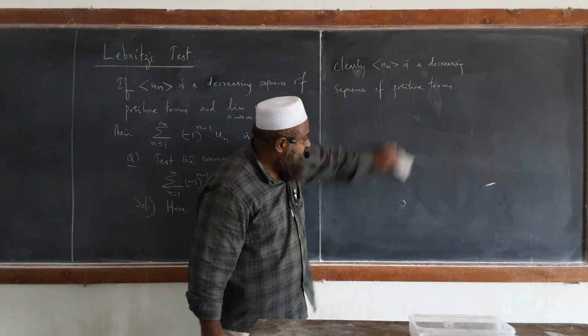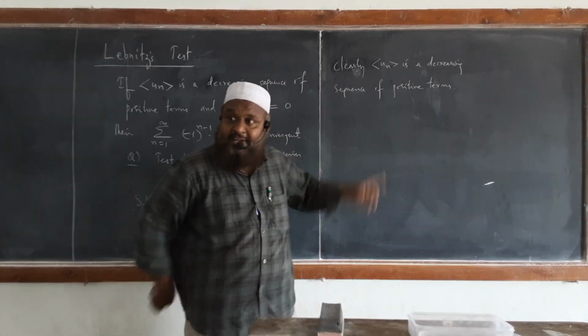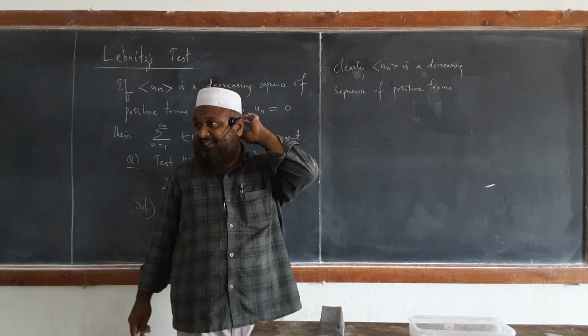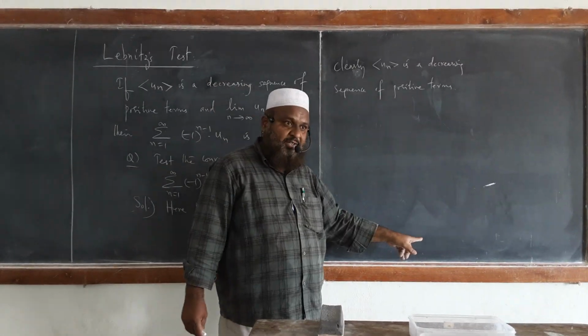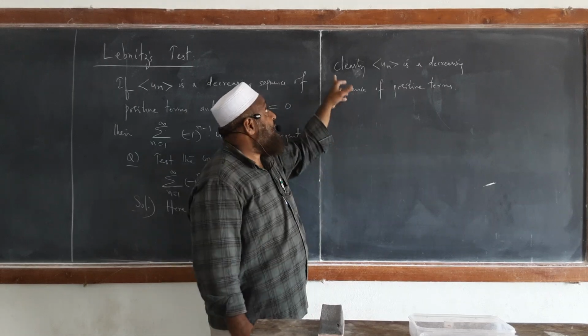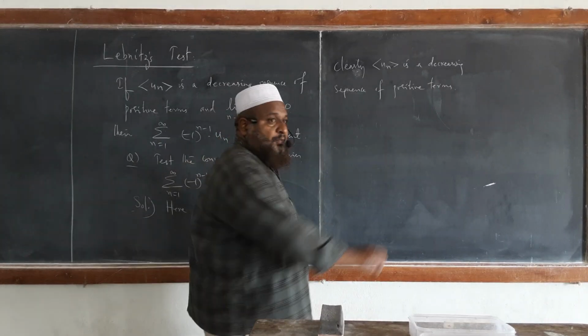I am not doing that work because sometimes the calculation will be lengthy depending upon the Un value. So you can avoid it in the examination if you have less time. Otherwise you do this full work if you have time. Otherwise you skip it. So clearly Un is a decreasing sequence of positive terms.